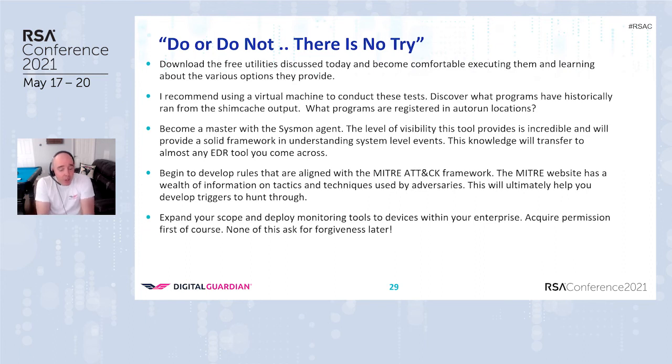And expand your scope over time and start deploying these tools to your enterprise. I always say acquire permission first, though. None of this ask for forgiveness later. I tried that one time. Sometimes they don't forgive. Sometimes they're actually not very forgiving when you start messing with production systems. So make sure that you ask for permission before you start going down this route. Have a project in place. Make sure people have signed off on it. I'm not recommending during this talk to start running all these tools on all your machines without doing that first, of course.